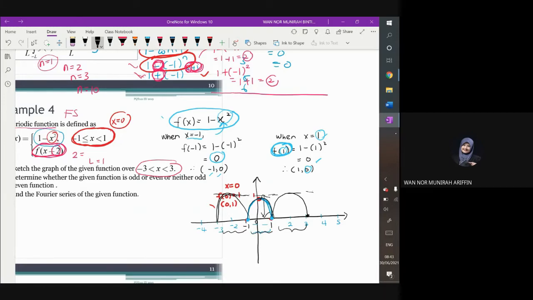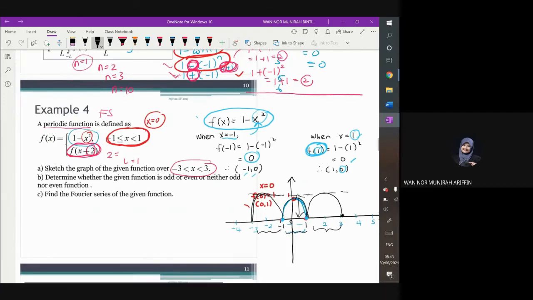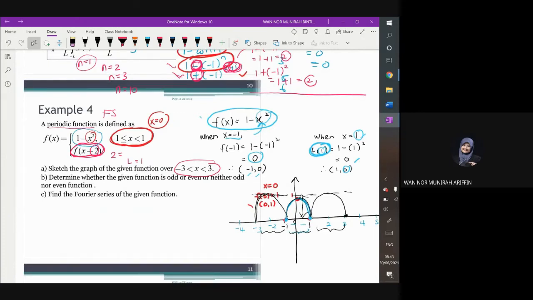So this is your function or the graph of your function from negative 3 to 3. Kalau dia suruh extend lagi, so lukis dah lagi. Dan seterusnya. Tinggi dia 1 and then dia punya ni adalah 2 units. Okay. So you will have the repeated function.